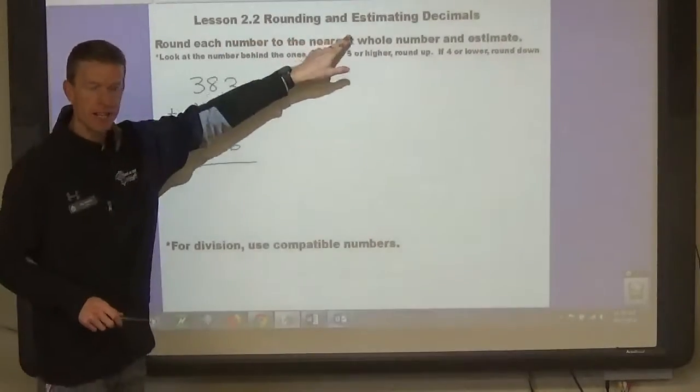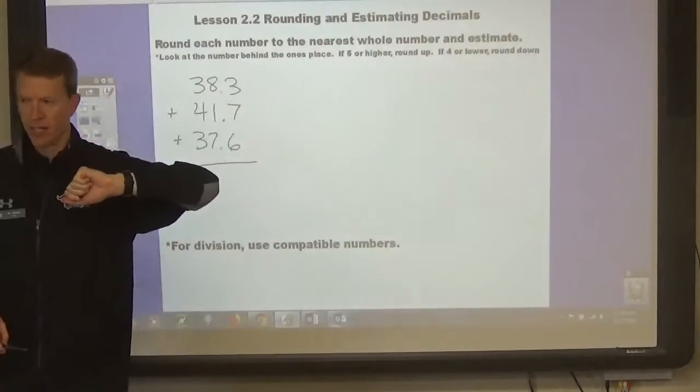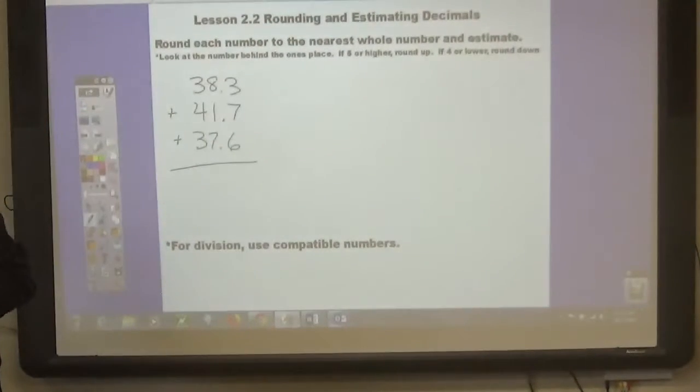Now, in lesson 2.2, what we're going to talk about is estimating with decimals. Rounding the numbers and then estimating. Okay? I'm going to start writing.